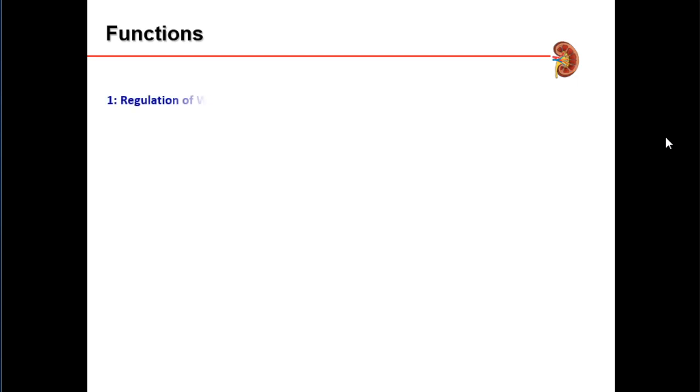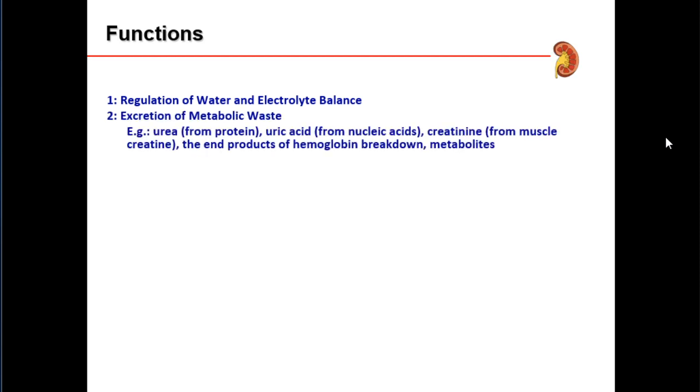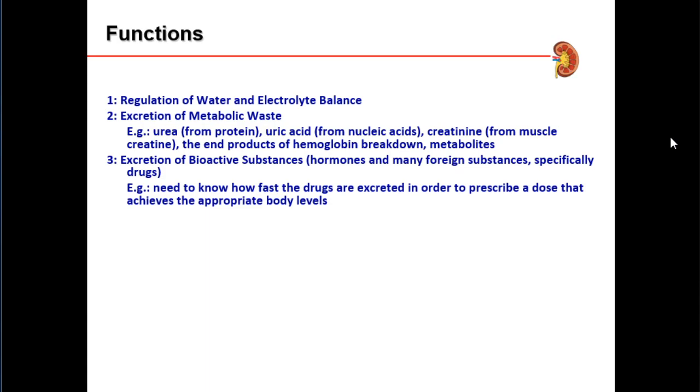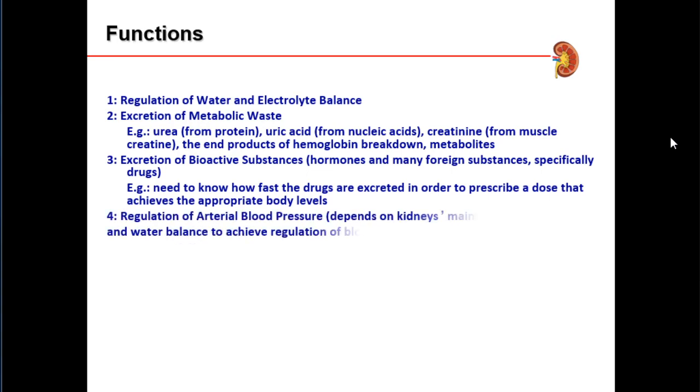Functions of kidney include regulation of water and electrolyte balance, excretion of metabolic wastes such as urea, uric acid, creatinine, the end products of hemoglobin breakdown, metabolites. Functions also include excretion of biologically active substances such as hormones and many other foreign substances, for example, drugs. And you need to know how fast the drugs are excreted in order to prescribe a dose that achieves the appropriate body levels. Next function, regulation of arterial blood pressure.